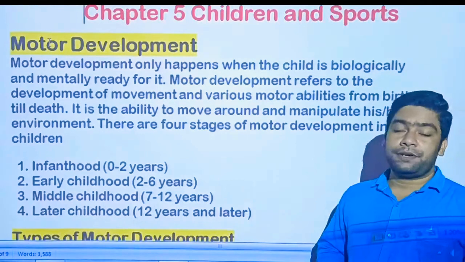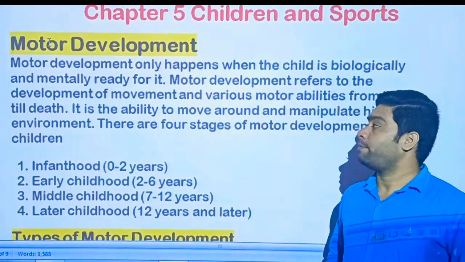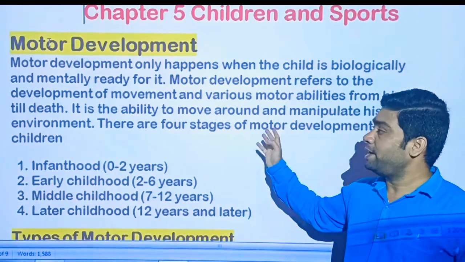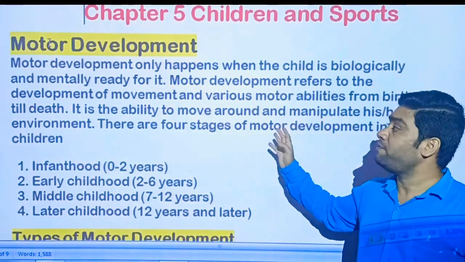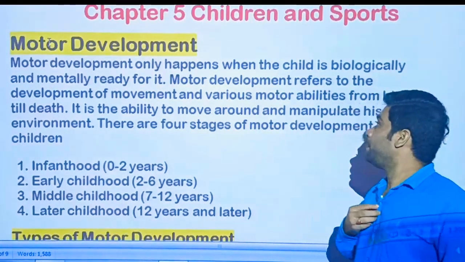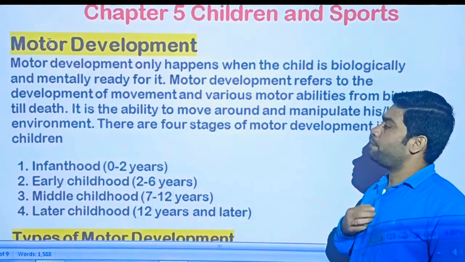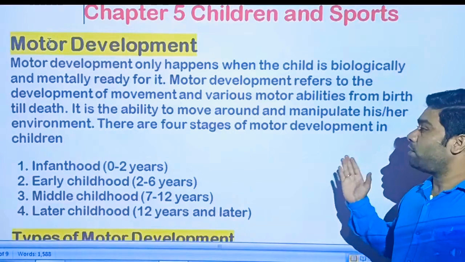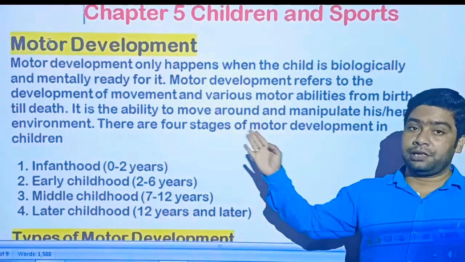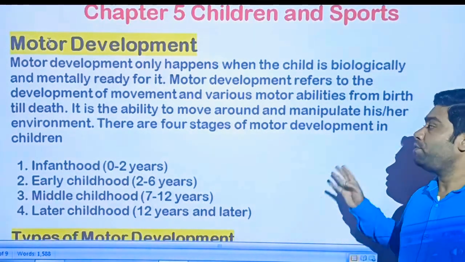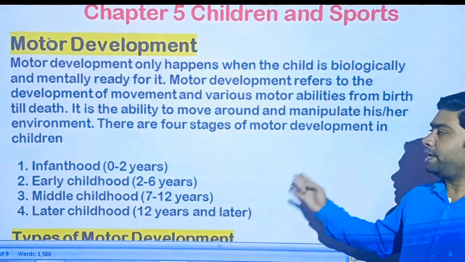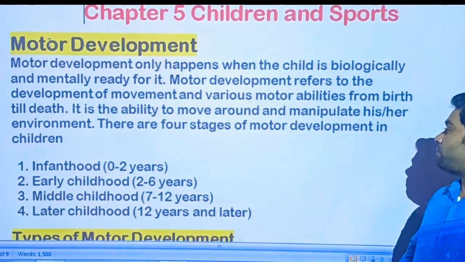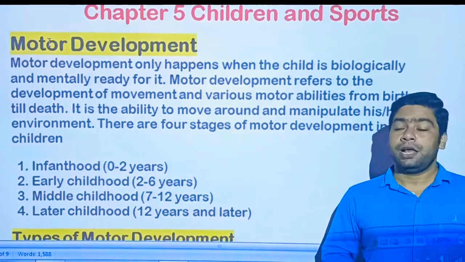In this video, first we are talking about motor development. Motor development only happens when the child is biologically and mentally ready for it. Motor development refers to the development of movement and various motor abilities from birth till death. It is the ability to move around and manipulate his or her environment. And there are four stages of motor development in children.